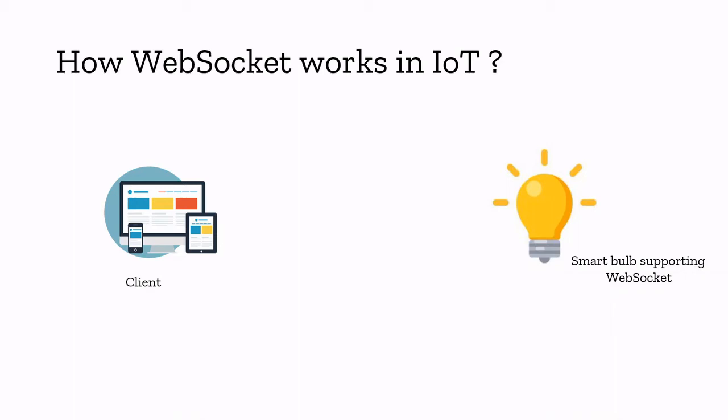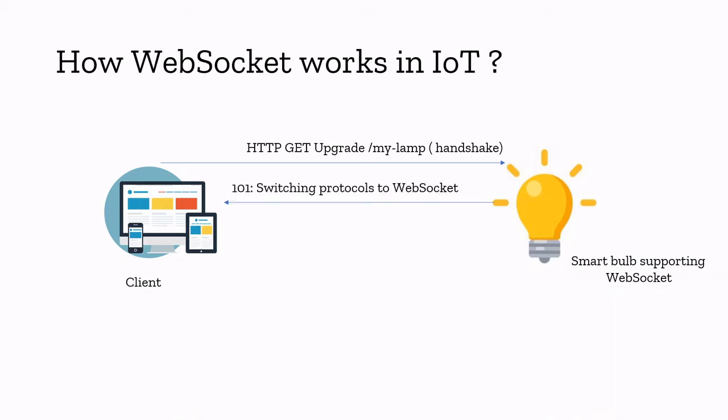Basically, the client will always do a handshake with the server first. For example, it's going to use an HTTP GET request mentioning that it wants to upgrade the connection to WebSocket. Once the server receives this request from the client, it will respond with 101, I'm switching the protocol to WebSocket. Now the smart bulb and the client have a full duplex connection, meaning the client can send anything to the smart bulb, and the smart bulb can send all its information to the client in real time. That's how WebSocket works.